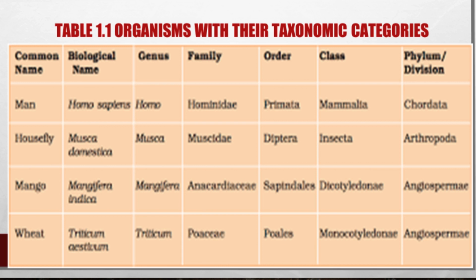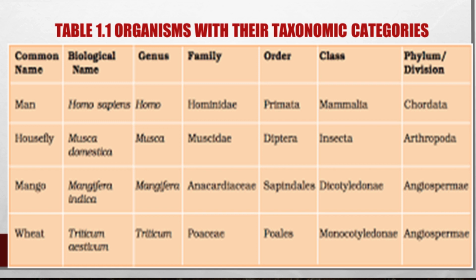Organisms with their taxonomic categories. Here are a few examples of classification. The biological name given to present-day man, humans, is Homo sapiens, where Homo represents the genus and sapiens is the species. Man belongs to the family Hominidae placed under the order Primata and class Mammalia. Broadly classified under the phylum Chordata.